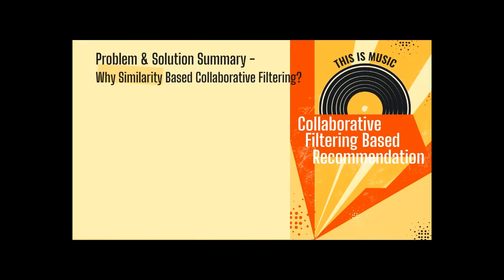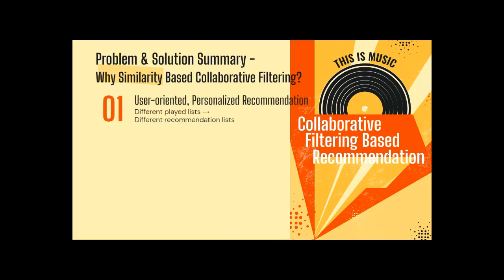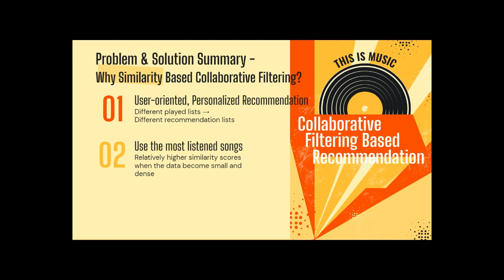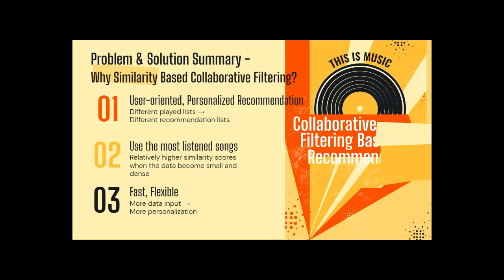So in conclusion, the best recommender I suggest with the current data set is using similarity-based collaborative filtering based recommendation. It offers personalized recommendation. That is, if users have played different lists of songs from the most listened songs list, it computes similarity scores and selects users who have high similarity scores and recommends songs based on those small groups of people's choices. So if users have more data input, more accurate personalized recommendation can be offered with the same model.